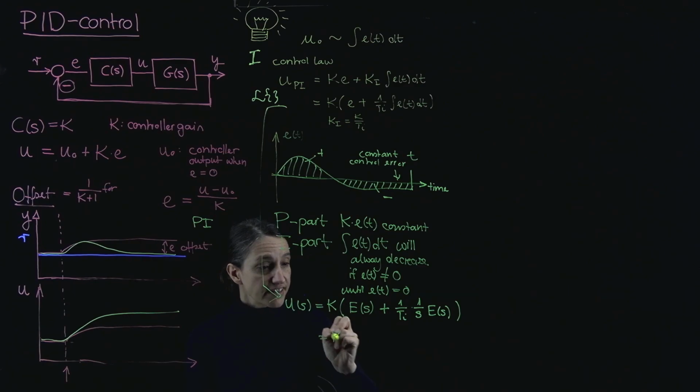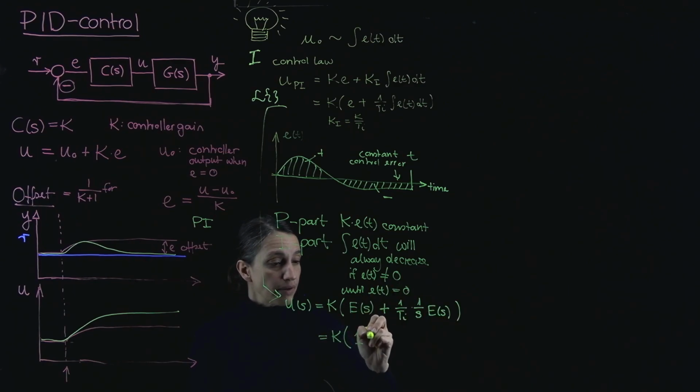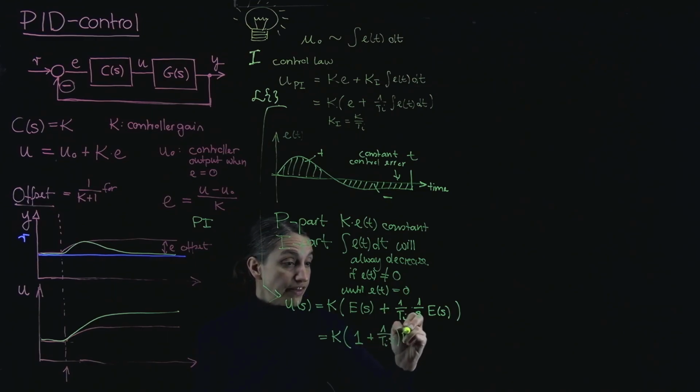Okay, we can write this slightly differently. We can factor out E of s, and we end up with (1 plus 1 over Ti s) times E of s.